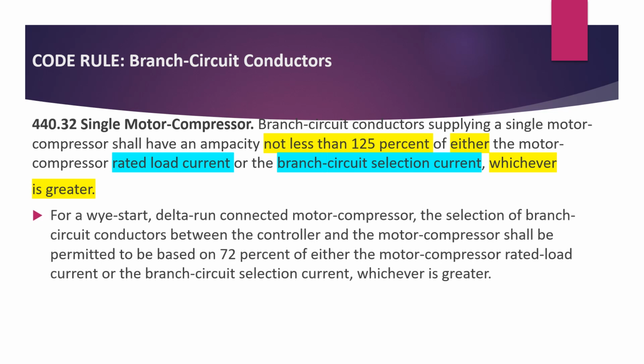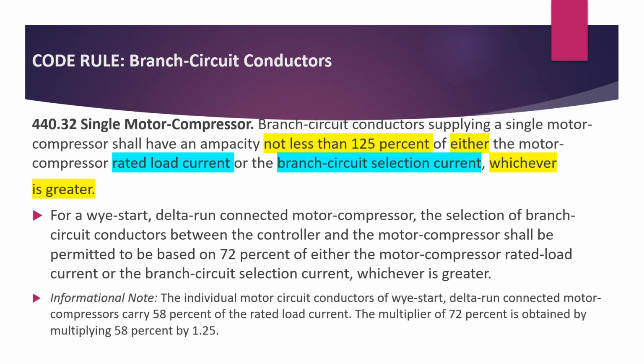And for a Y-start delta-run connected motor compressor, the selection of branch circuit conductors between the controller and motor compressor shall be permitted to be based on 72% of either the motor compressor rated load current or the branch circuit selection current, whichever is greater. So how is this 72% taken?